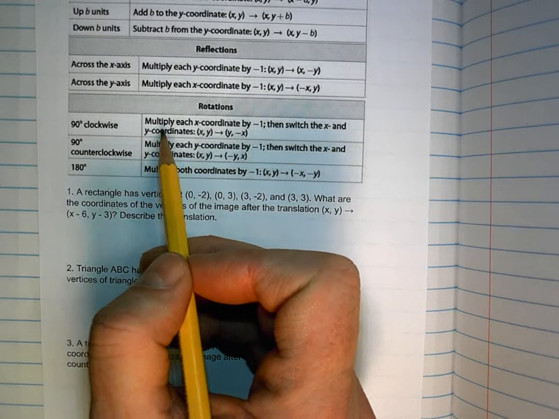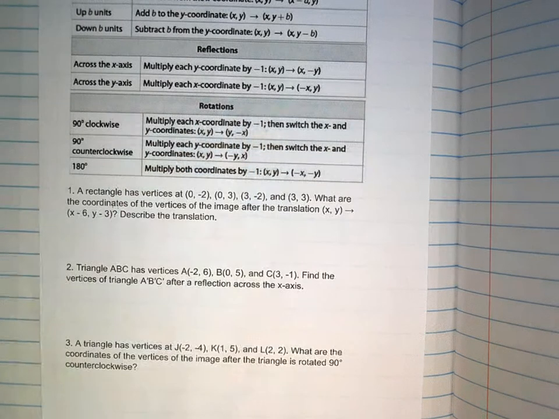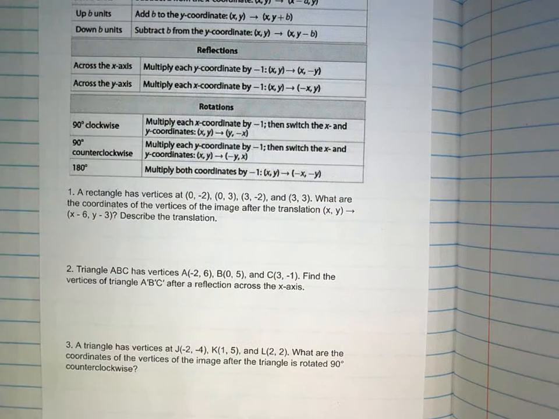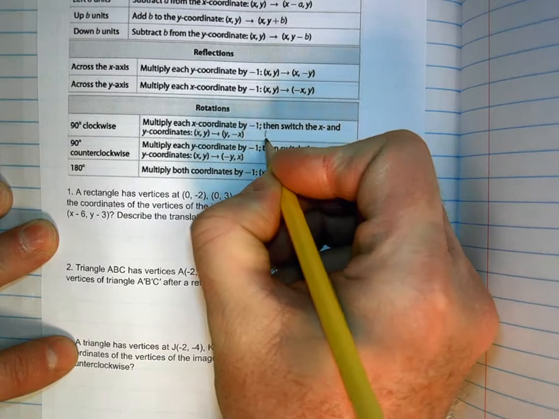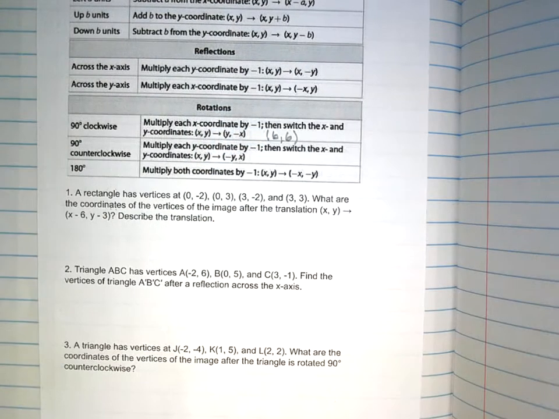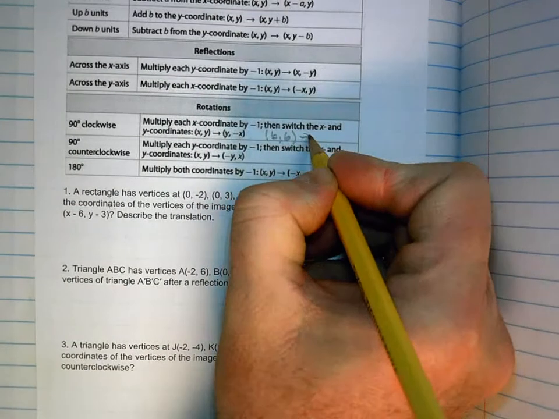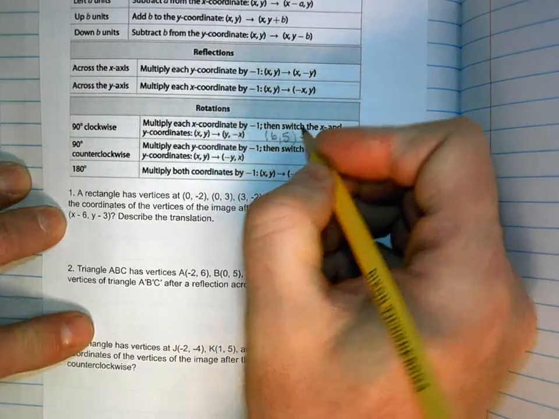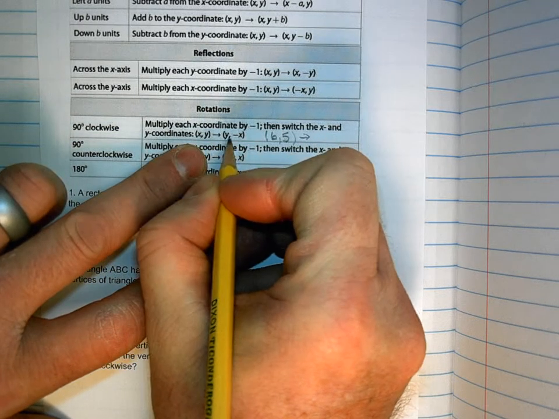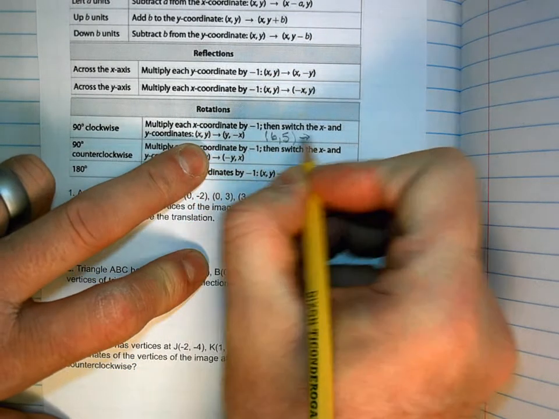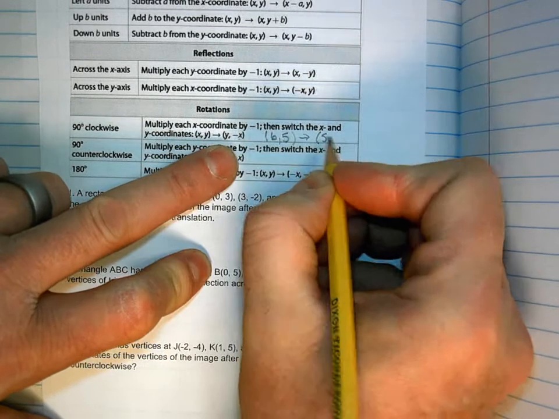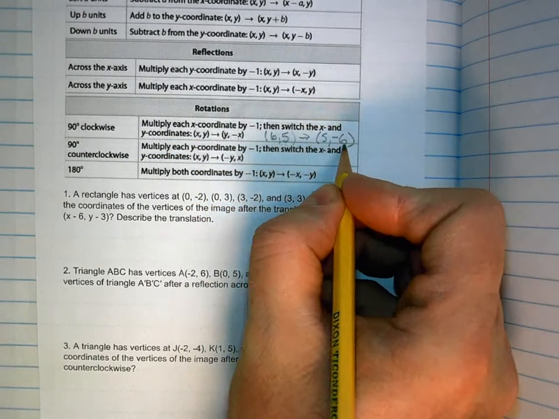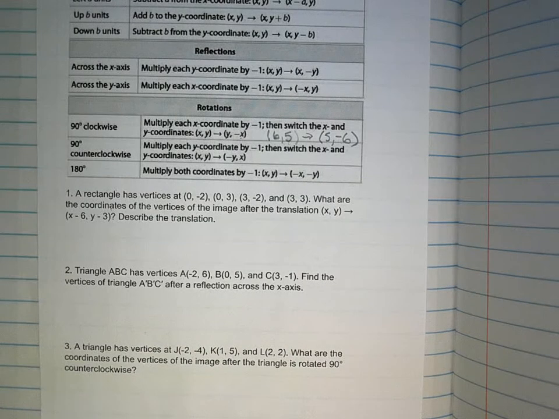When you go clockwise, you're flipping the coordinates and multiplying the x-coordinate by negative 1. So it becomes y comma negative x. If my original coordinate was 6 comma 5 and I rotate it 90 degrees clockwise, my y becomes the first coordinate, and my x-coordinate becomes a negative. So 6 comma 5 becomes 5 comma negative 6. Does that make sense? Did you write that down?